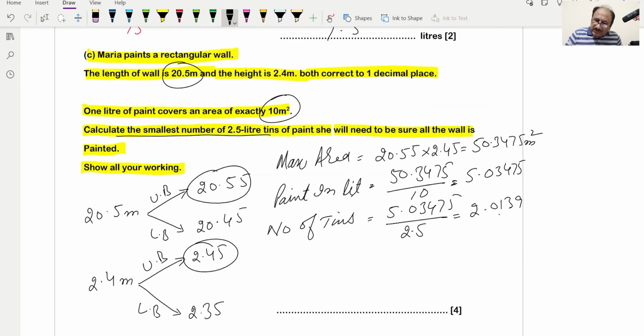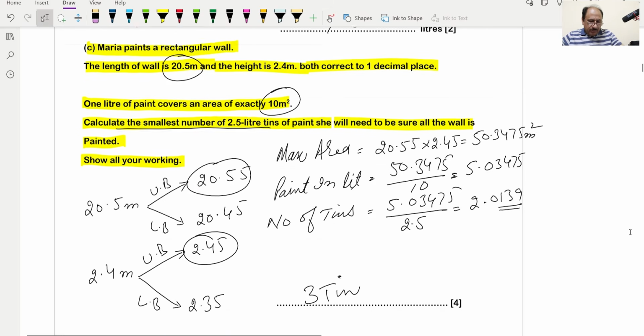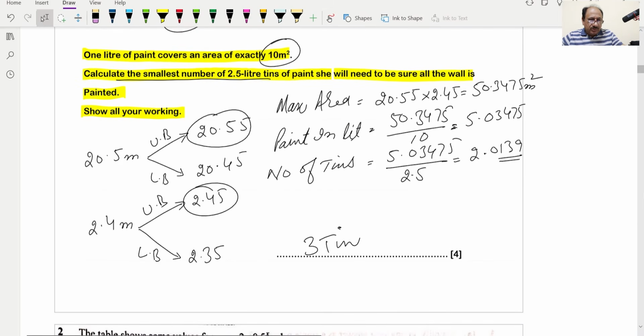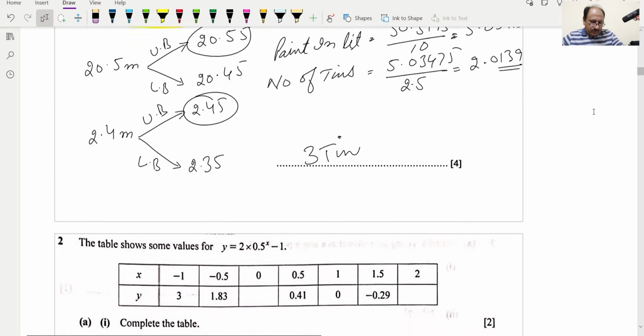2.0139. So it's a little more than 2 tins. To make sure that everything will be painted, we will not write 2 tins, we will write 3 tins. So the answer will be 3 tins. Hopefully you understood this question as well. This was a 4-mark question.